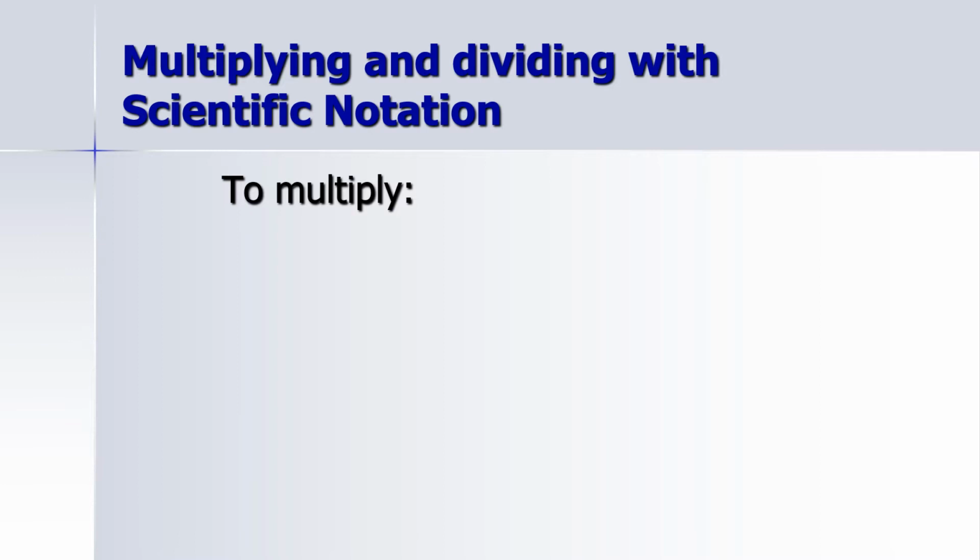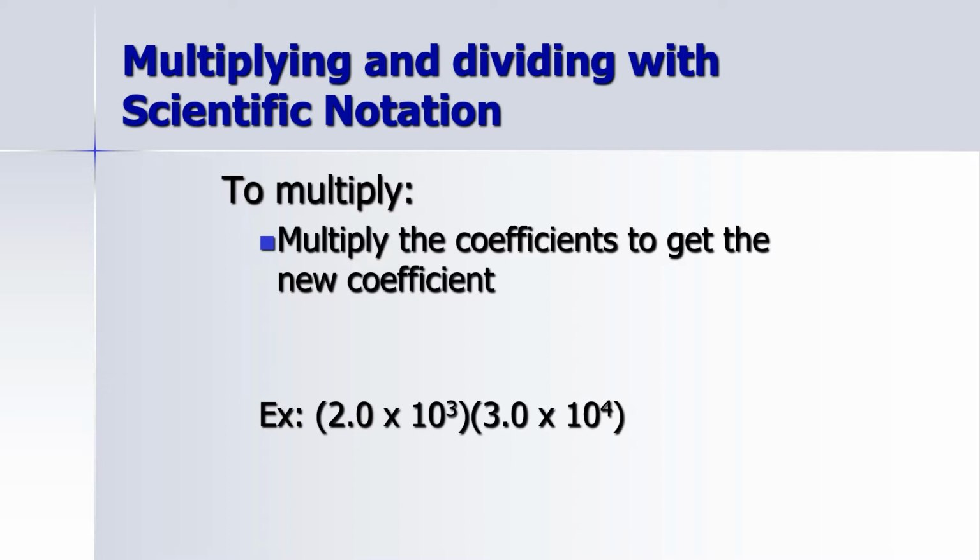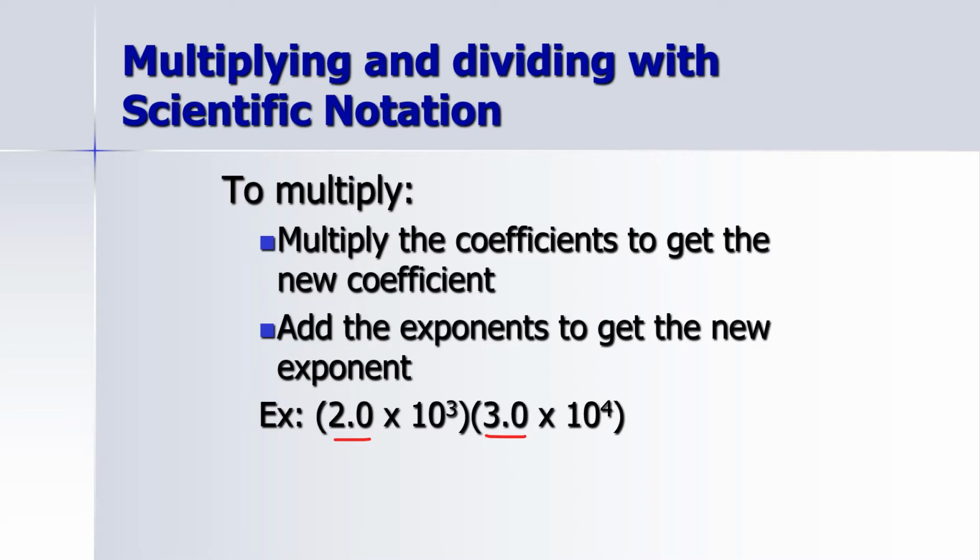Let's say you have to multiply two numbers that are given in scientific notation. Something like this. First thing that you do is you can just go ahead and multiply their coefficients. So remember, coefficients are these numbers like 2.0 and 3.0. These are your coefficients. So first you go ahead and multiply those. And then for the exponents, you can just go ahead and add them. So in this case, we'll add 3 and 4. So our answer will be 2.0 times 3.0, which will be 6.0, and then the exponent will be 3 plus 4, which will be 7.